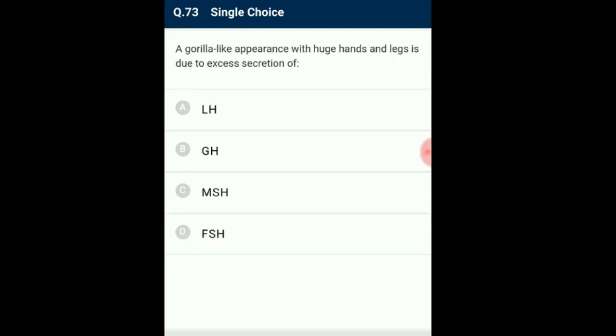Question number 73. A gorilla-like appearance with huge hands and legs is due to excess secretion of. A gorilla-like appearance with huge hands and legs is the symptom of a disease called acromegaly. It occurs due to hypersecretion of growth hormone or somatotropin in adults. Since the growth is complete in adults, the hypersecretion of growth hormone causes increased thickness of bones, especially in the hands and feet. A person with acromegaly has a protruding jaw, generally called prognathism, a slanting forehead, and thickened supraorbital ridges. This gives an ape-like, that is gorilla-like, appearance. So the answer is option B, growth hormone.